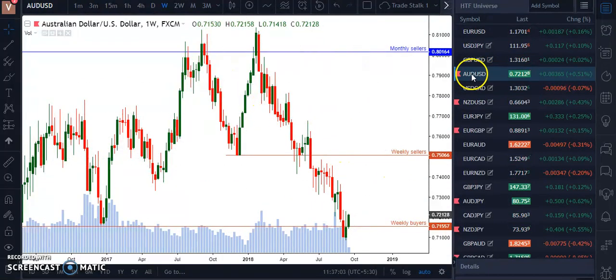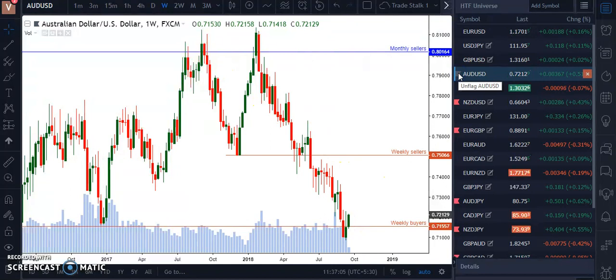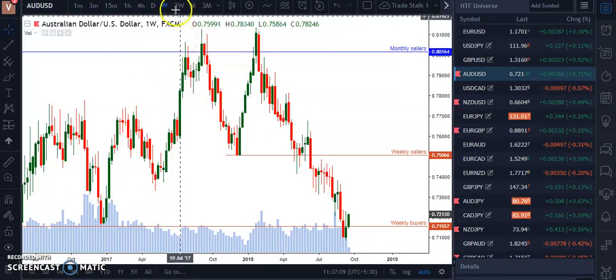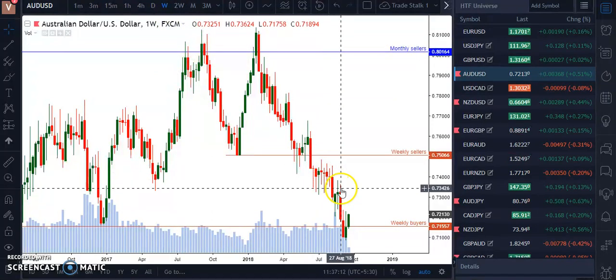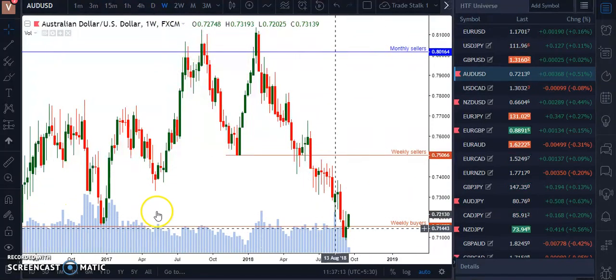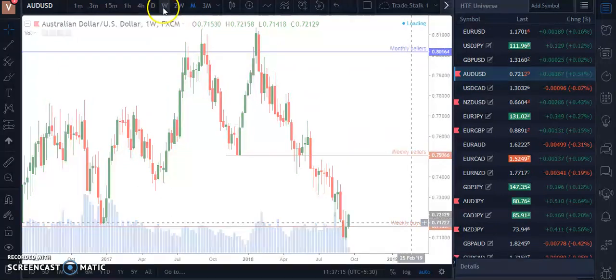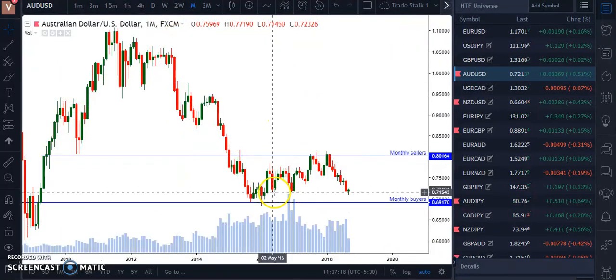Aussie USD, this wasn't on my list actually. I had it on my list initially, but then I removed it, and then I added it back again. But this is a pretty great setup, reacting from a weekly buyers area on the monthly as well. It looks pretty good because it's reacting from this support over here.